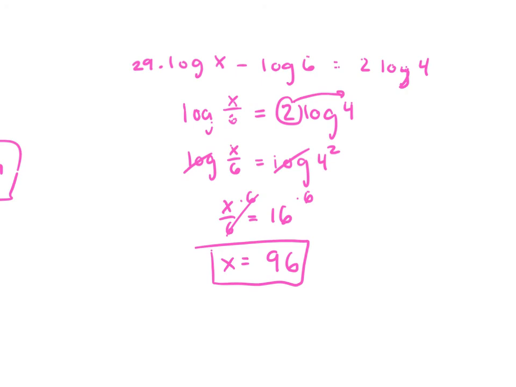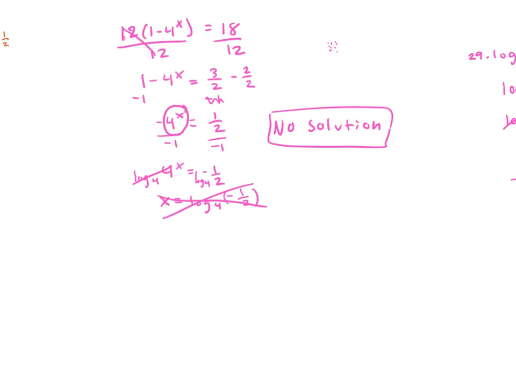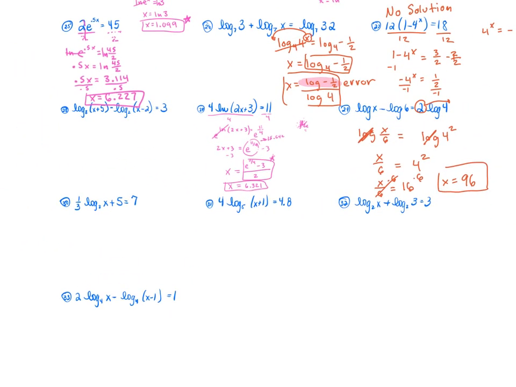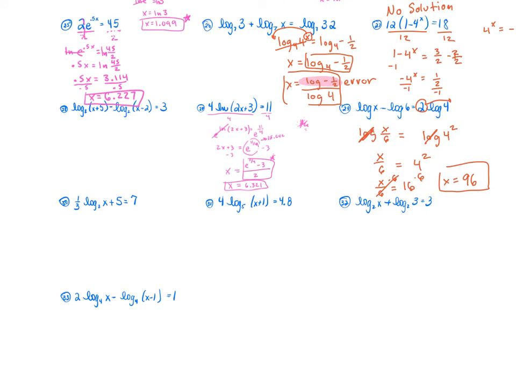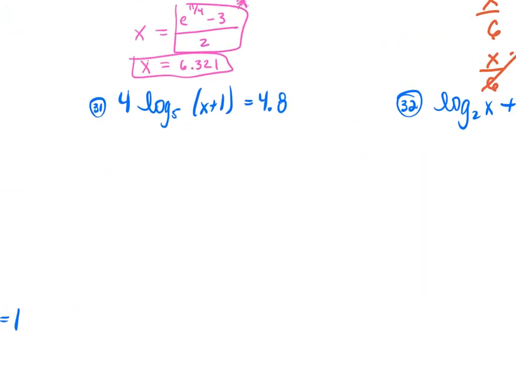All right, 2 more. So 31. What do we do first for 31? Divide by 4 on both sides. Remember, we always want to isolate that log, ln, exponent, whatever it is. We want to get it all by itself. So we're going to divide 4 on both sides. So log base 5 of x plus 1 is equal to 1.2.